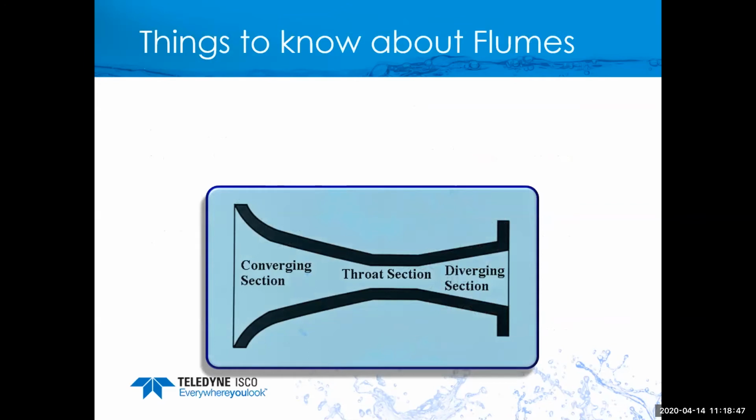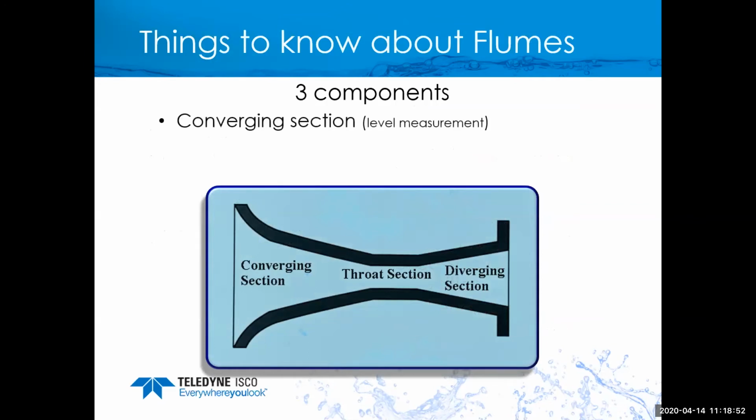Now let's move on to flumes. Things to know about a flume: there are three components to a flume. You have the converging section, which is the inlet to your flume. This is where you're going to measure your level using an ultrasonic, a bubbler, a radar, or even a pressure transducer to read your level to calculate the flow rate.